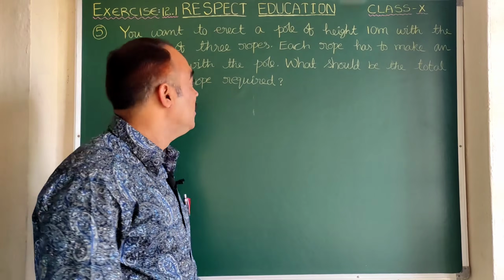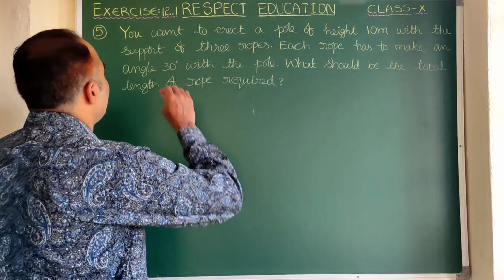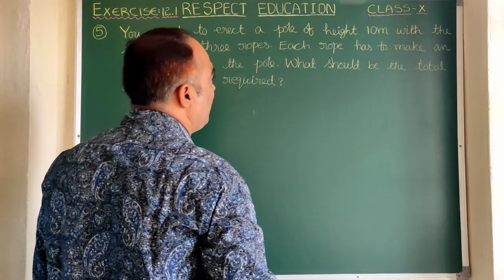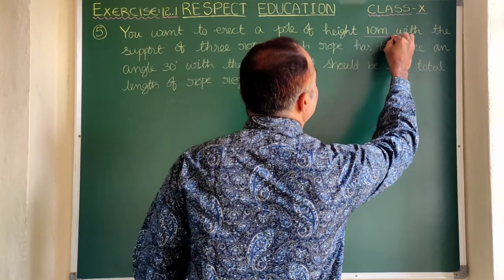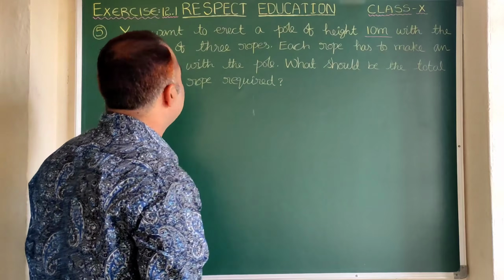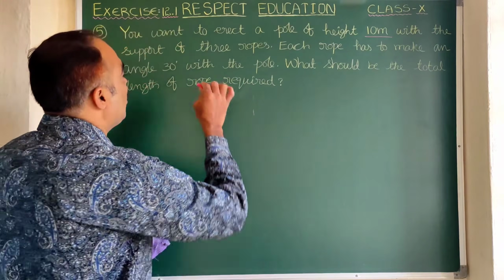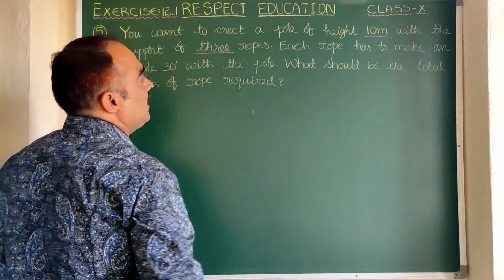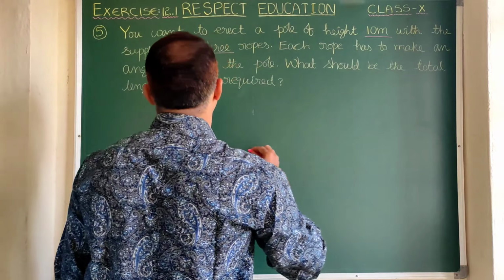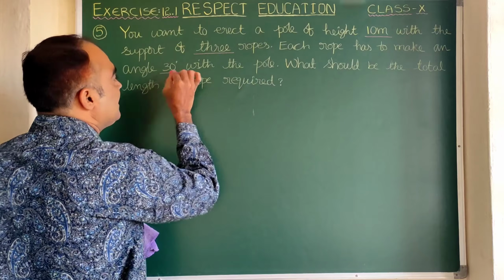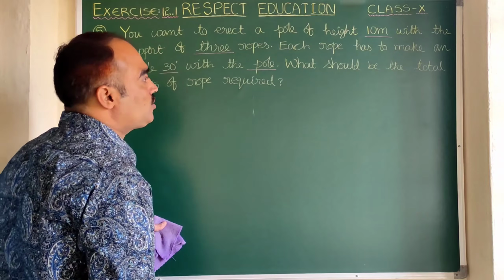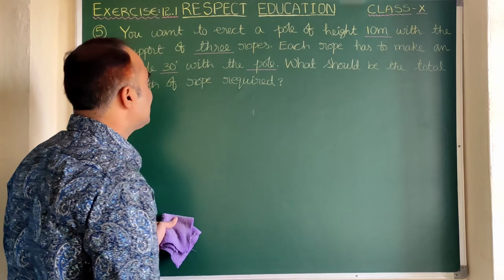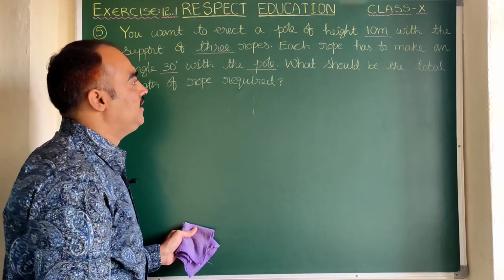Now we see question number 5. You want to erect a pole of height 10 meters. This is the height of the pole with the support of 3 ropes. Each rope has to make an angle of 30 degrees with the pole. What should be the total length of the rope required?